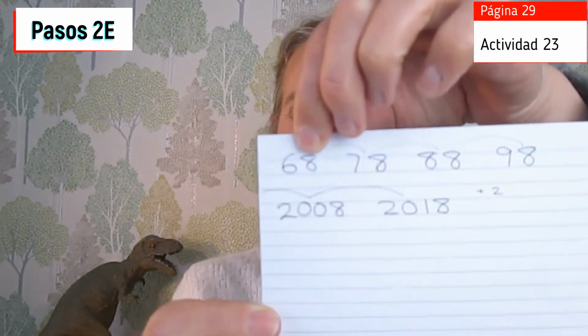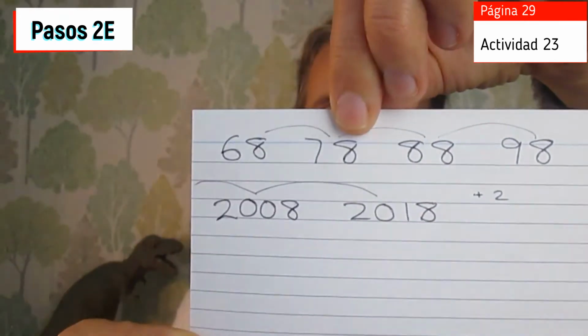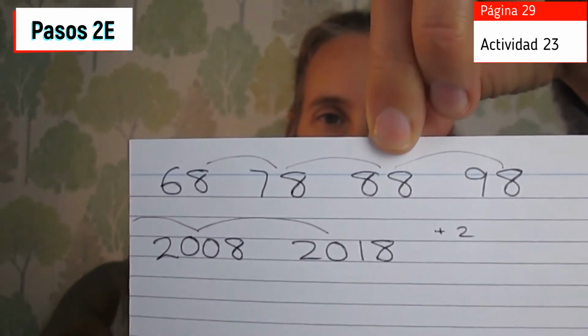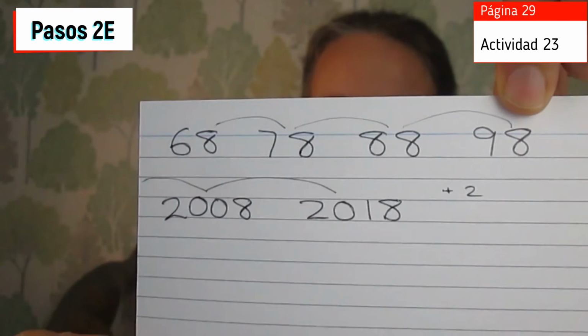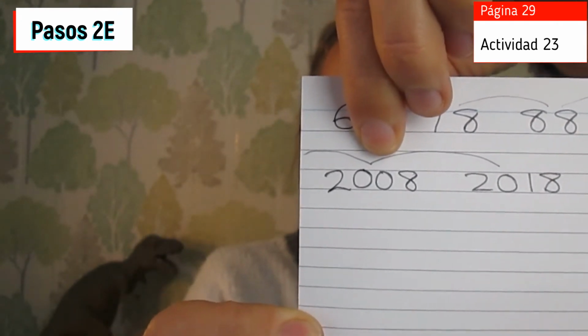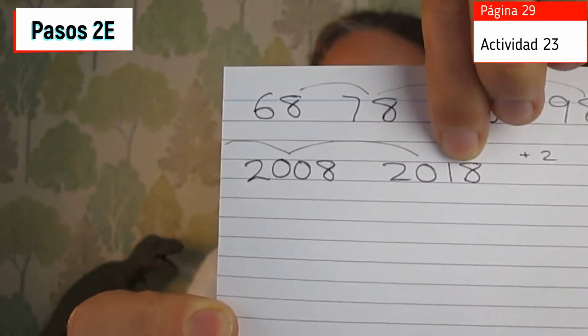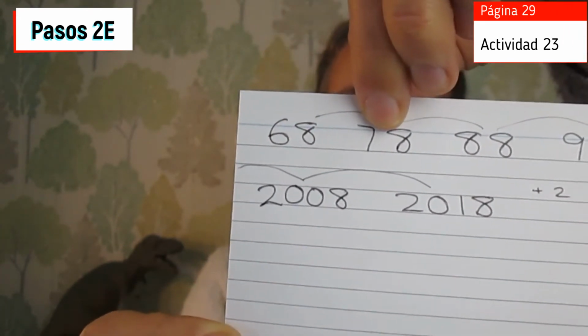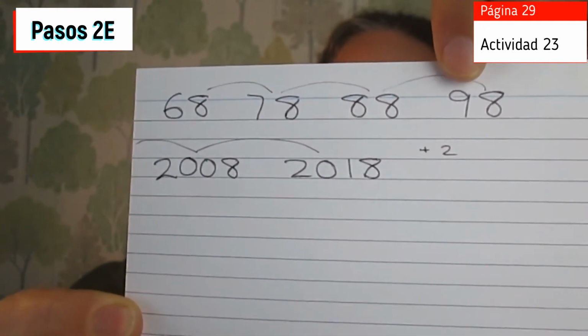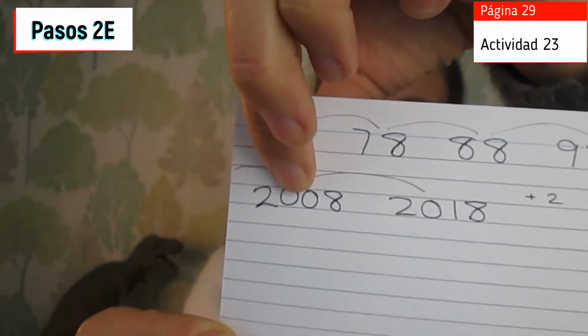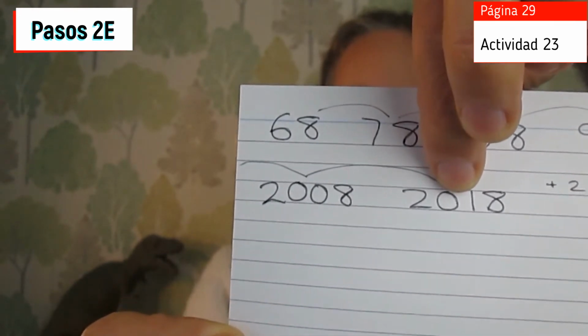Right, so, el señor nació en 68. So if we're counting up, 78, 88, 98, 2008, 2018. So we've got 10, 20, 30, 40, 50. So he's 50 and whatever you need to add. See?